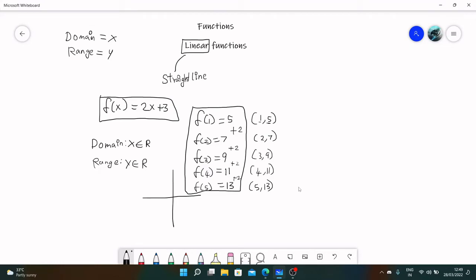That's why there is such a slope. You can find out the slope using the slope formula too, and you would get the slope as 2. Now, do you think we can represent this function f of x equals 2x plus 3 as y equals 2x plus 3? Would this be right?